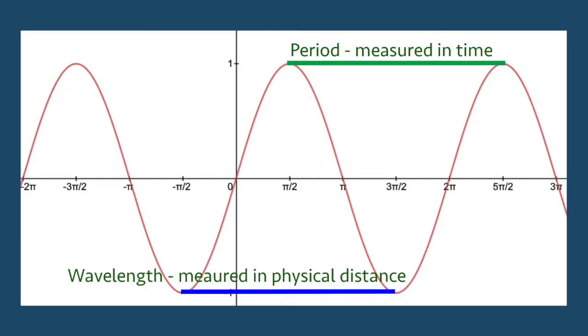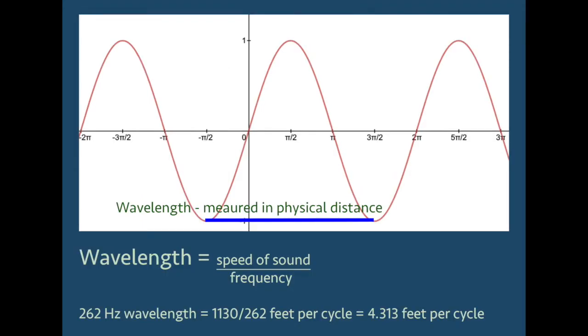There is another term that is not mentioned in a trigonometry class, but is a fun concept to consider: wavelength. This is similar to period, but instead of measuring the cycle in time length, we use measurements of distance. Wavelength is simply the speed of sound divided by frequency. The speed of sound is approximately 1,130 feet per second. So for our 262 cycles per second sine wave, the wavelength would be 1,130 divided by 262 feet per cycle, which is 4.313 feet per cycle.